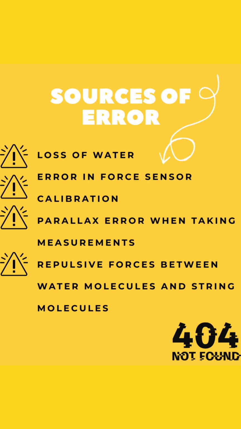Tiny discrepancies can be attributed to systematic errors in the experiments, such as loss of water, calibration of the force sensor, parallax error when taking measurements, and repulsive forces between the string's molecules and the water molecules. Random errors might have contributed to the discrepancies, for example, unknowingly shaking the table.